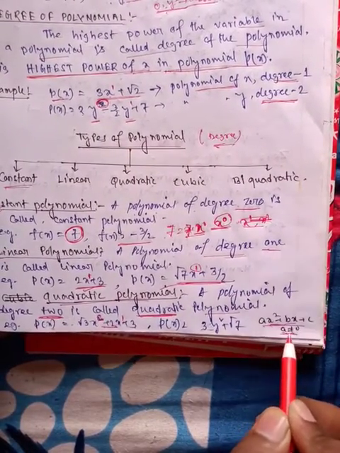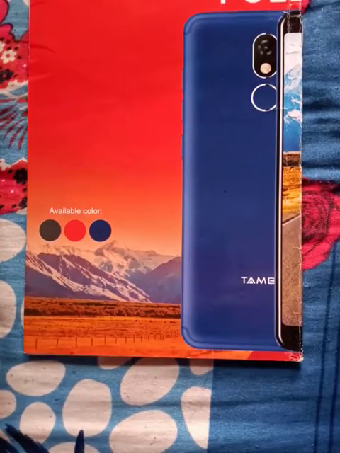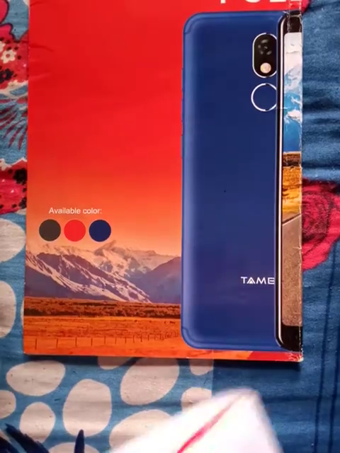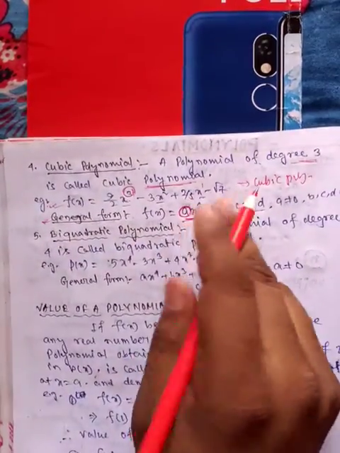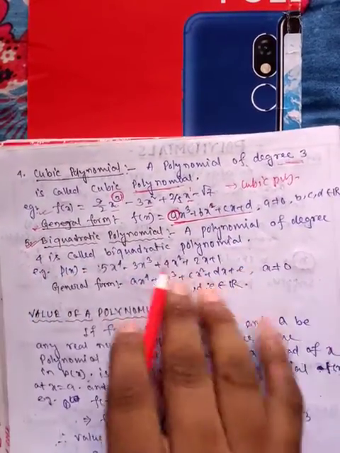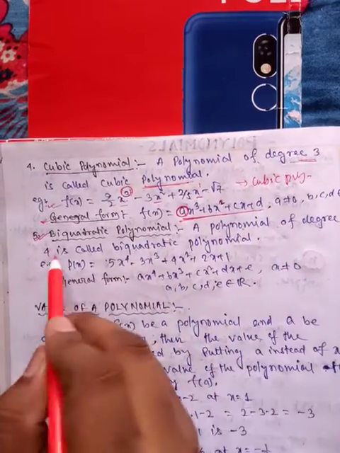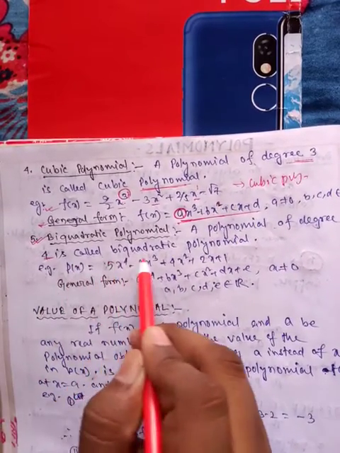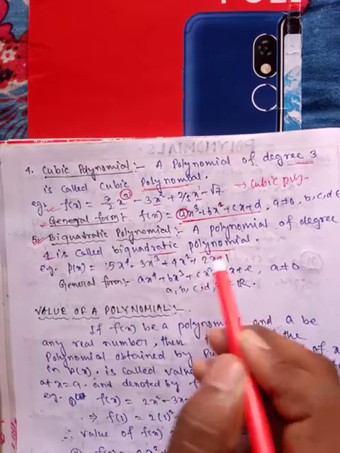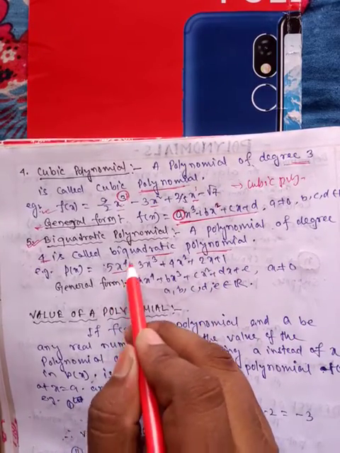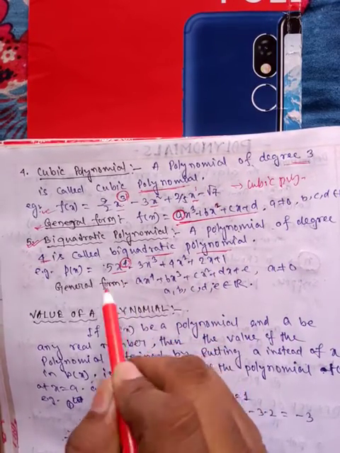ax square plus bx plus c is the general form of the quadratic equation, and ax cube plus bx square plus cx plus d is the general form of the cubic equation. Then the biquadratic equation. A polynomial of degree 4 is called a biquadratic polynomial. When the degree of the polynomial is 4, the maximum power of the variable is 4, then it is biquadratic.